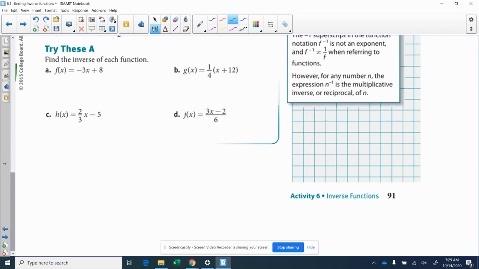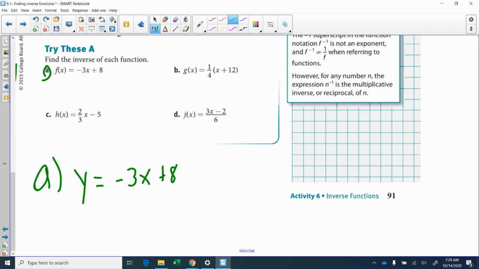So let's look at letter A here. f of x equals negative 3x plus 8. So here's the first key thing. Whenever you get a problem like this, instead of writing it as f of x, write it as y equals negative 3x plus 8. The reason we use y is because y and f of x are very similar things. In any way, they're both standing as an output. f of x is just the function of x. y is just the output of that value.